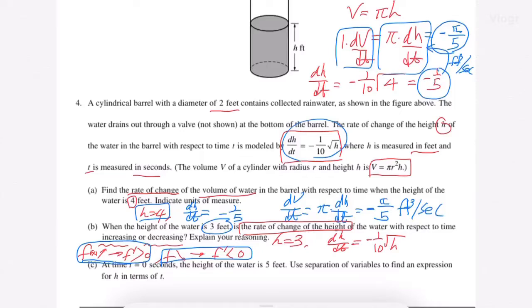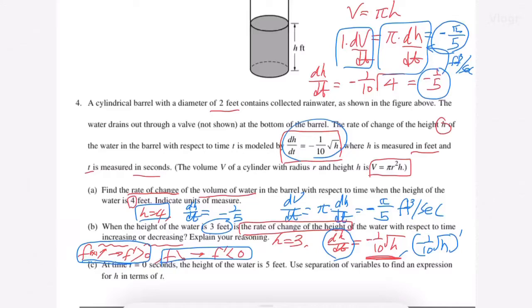But it asks about dh over dt, the rate of change, whether that function is increasing or decreasing. So we have to check the derivative of that function, negative 1 over 10 root h, right? Because now the original function is dh over dt, the rate of change of height, and we want to know if it's increasing or decreasing, that means we need the derivative.